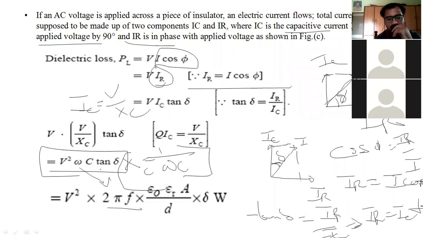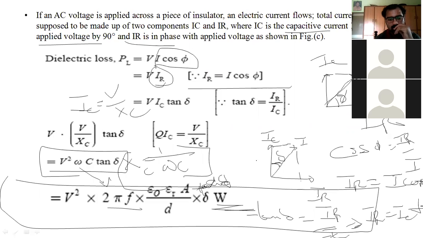So C is the capacitor, that is epsilon naught epsilon r A by D. Okay, this is the permittivity, area of cross section, and D is the thickness. Into tan delta, which was measured in watts. The dielectric loss was measured in watts. Here is a typing mistake, into tan delta. So this is the final dielectric loss.